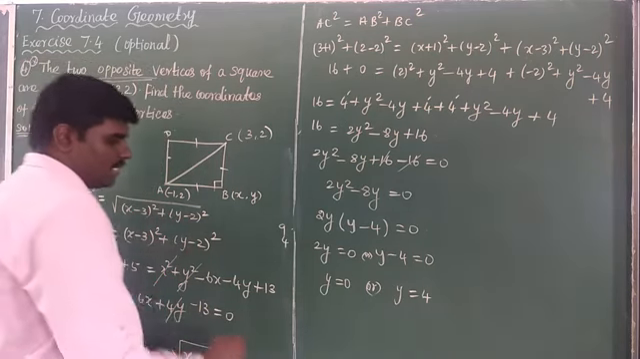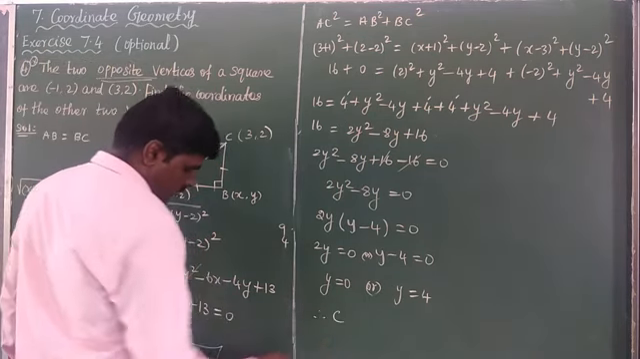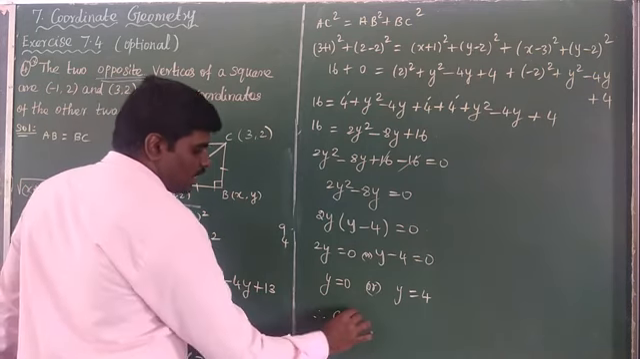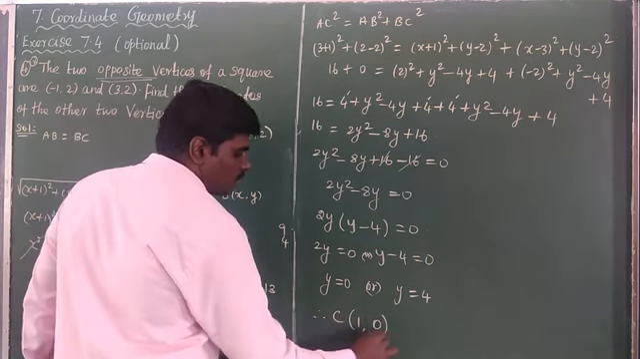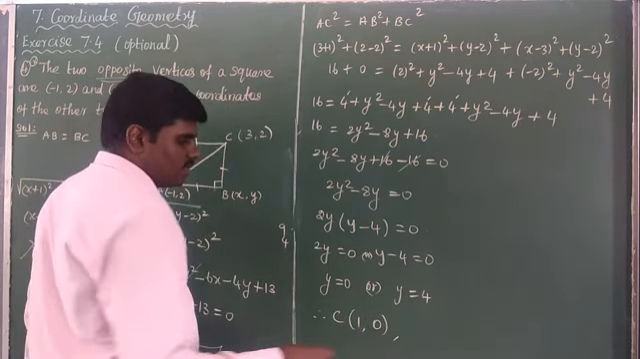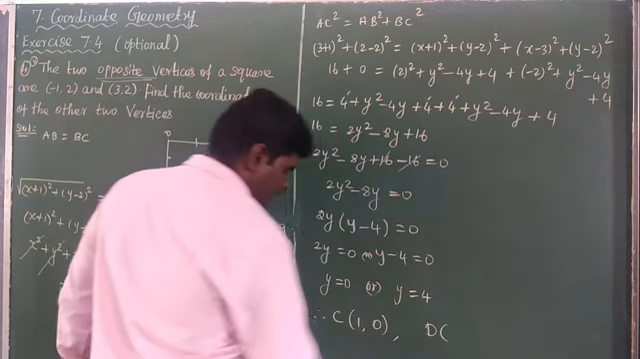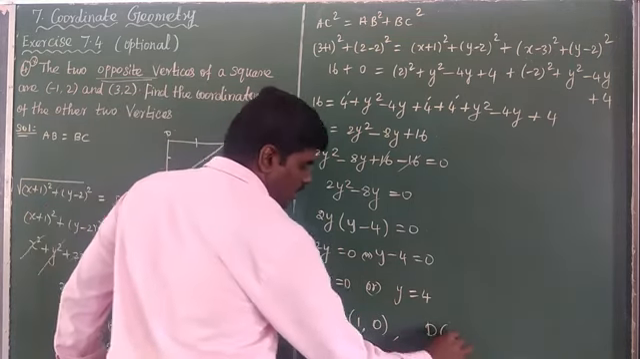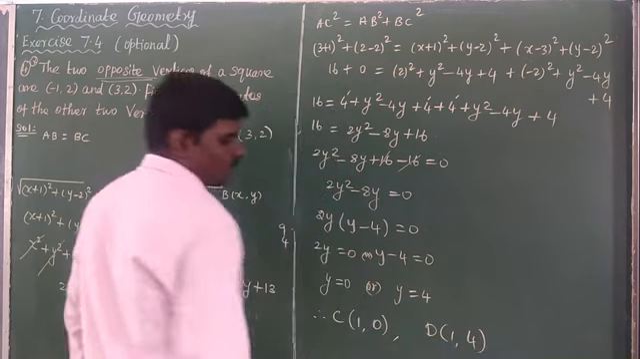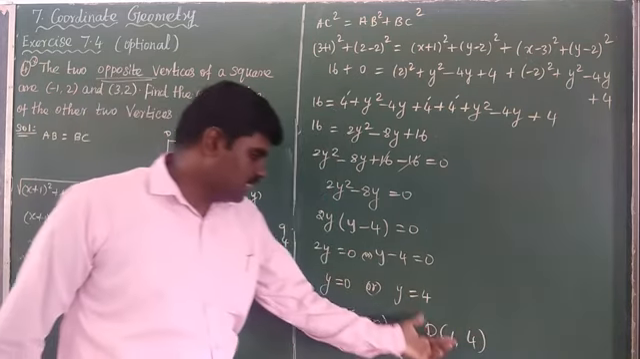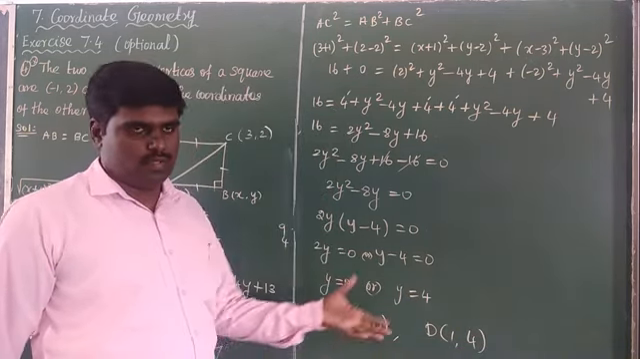Now you will choose the coordinate points. Point C is equal to x value 1, here 1, y is equal to 0. Next coordinate point T, what's possible? The coordinate point T is equal to the same, x is equal to 1 and y is equal to 4. Otherwise the point C you will choose, D you will choose, no problem.